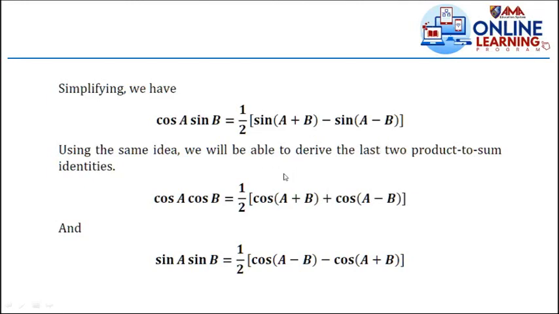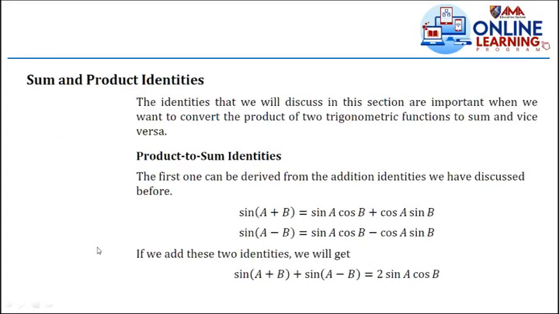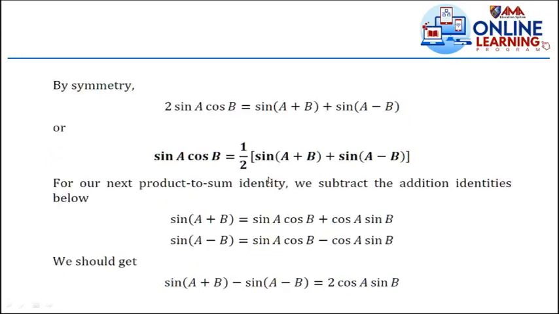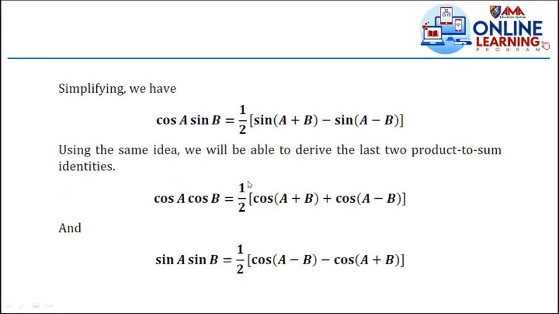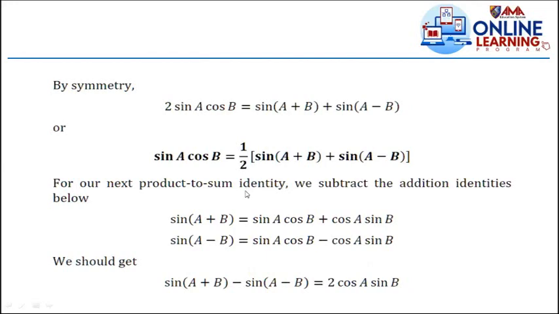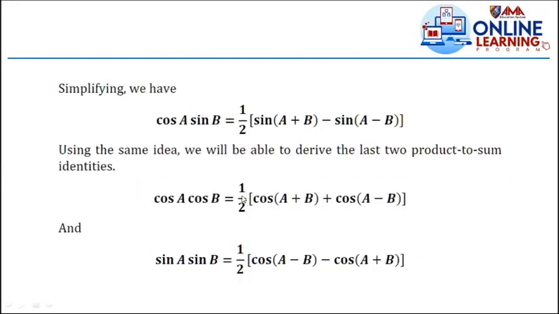Therefore, cosine A cosine B is equal to 1 half cosine A plus B plus cosine A minus B. And also, sine A sine B is equal to 1 half cosine A minus B minus cosine A plus B. Okay? So that is our formula. This is our first formula, with 1 half, A minus B, A plus B. So that's our solution.